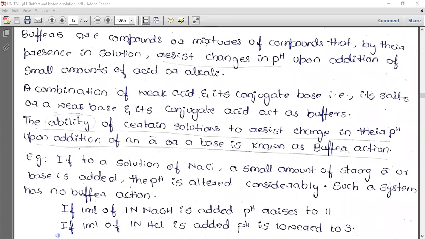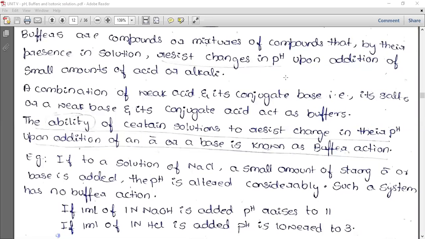Now what do these buffers do? As I told in an example, when I had an acid and added a base to it, there was a change in pH. Buffers are the agents which will prevent such a change in pH. HCl was there with pH 1, and I added NaOH, wherein the pH increased to maybe 4. So it changed from 1 to 4.